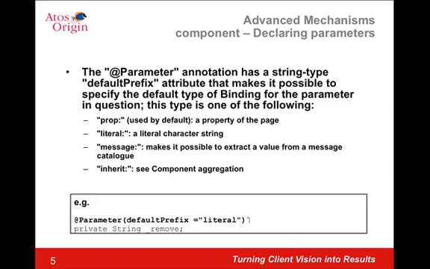We'll now introduce the default prefix of the @Parameter annotation. It will be useful to specify a default binding for your parameter. You can use all the bindings already introduced in this training: prop, literal, message. For example, we declare the remove parameter for a component, and we have assigned the literal default prefix.